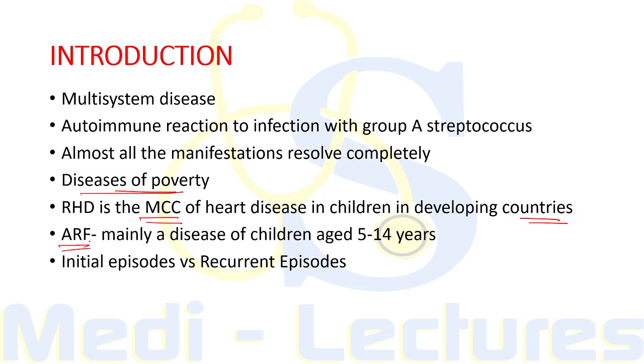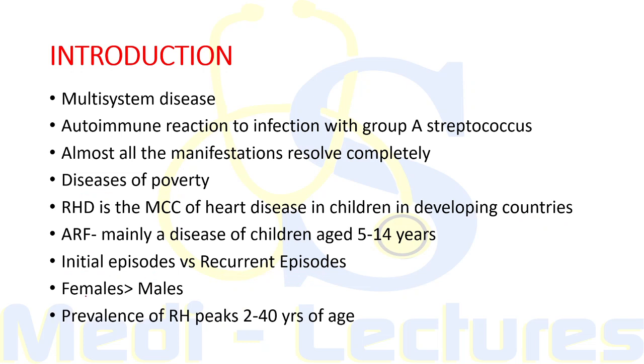Acute rheumatic fever is mainly a disease of children aged 5 to 14 years. Now when we consider the initial episodes, these have become less common in older adolescents and young adults. On the other hand, recurrent episodes are common in adolescents and young adults. So initial episodes are common in children and recurrent episodes are common in adolescent and young adults. Now females are commonly affected as compared to males, and the prevalence of RHD peaks at 25 to 40 years of age.